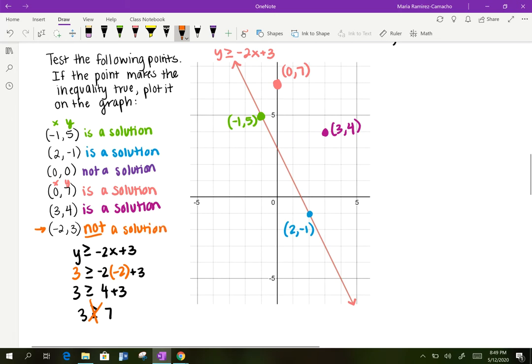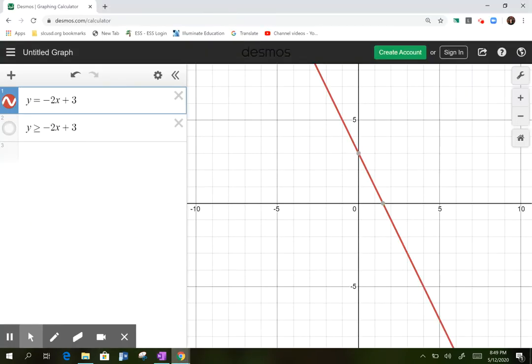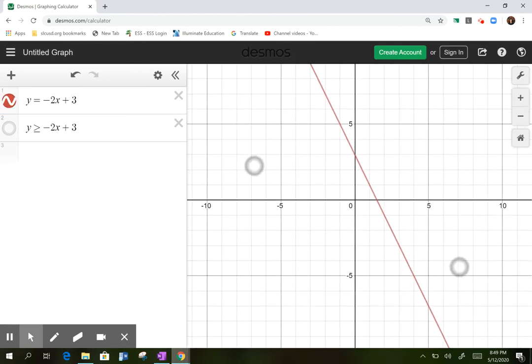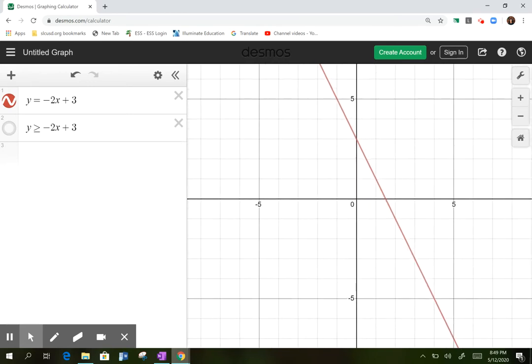So hopefully you can see here that we have points on the line that do make the inequality true. We have some points to the right of the line that do make the inequality true. What I'm going to do now is I'm going to go to the Desmos site, and right now I have y equals -2x plus 3 graphed. Let's see what happens if we graph y is greater than or equal to -2x plus 3.